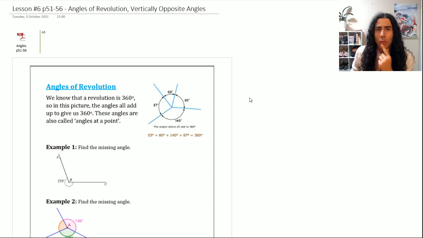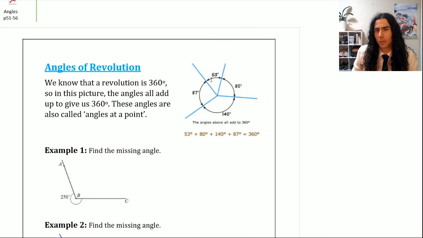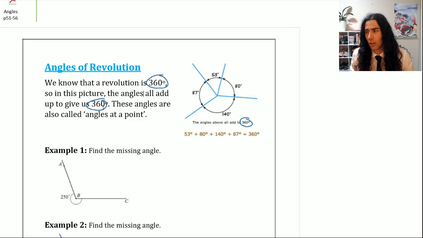So, angles of revolution. This is just angles always add up to 360 when they're like in the picture here. Zoom in, zoom in. See how all these angles add up together to make a full circle? Well, in that case, they have to add up to 360. So they add to give 360. 360 is the magic number. 360, 360, 360. So we go straight into it.